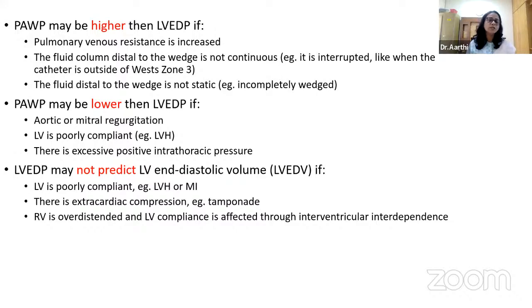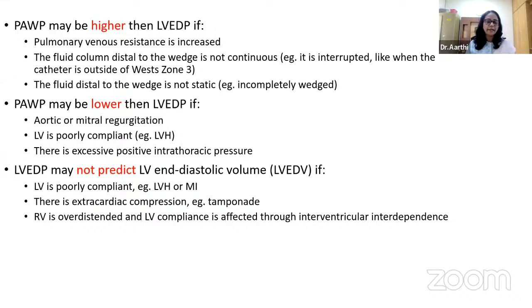And there are also certain scenarios where the pulmonary arterial wedge pressures are lower than the left ventricular end diastolic pressure. For example, in aortic regurgitation and mitral regurgitation, where the pressures on the left side of the heart are higher compared to the capillary wedge pressures. And also when the left ventricle is non-compliant, and in patients on positive pressure ventilation where there are excessive intrathoracic positive pressures.